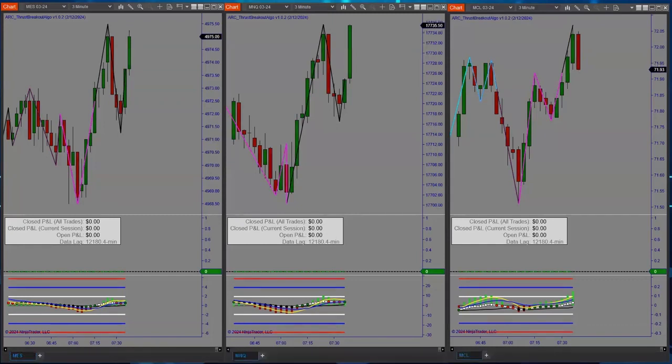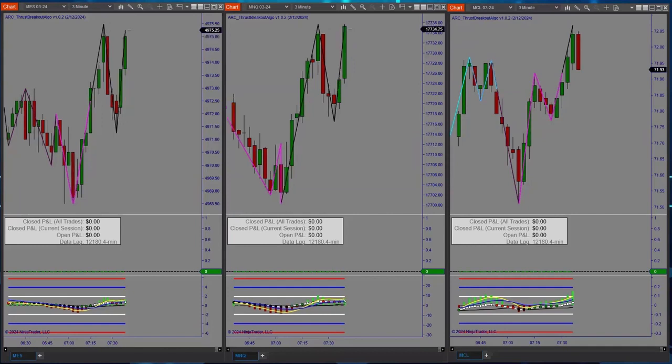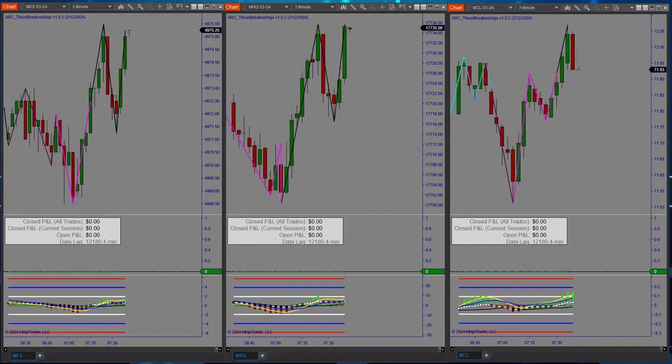Hey traders, Jim Simmons here with Neuro Street Trading Academy, here to do a quick demonstration on the all-new Thrust Breakout Algo. Again, this is a supply and demand automated breakout trading algo. Really a great tool. We're going to dive right in here. Let's get started. So first off, what does it do? The first thing that it does is it identifies supply and demand zones.